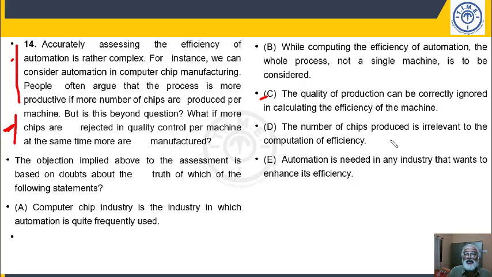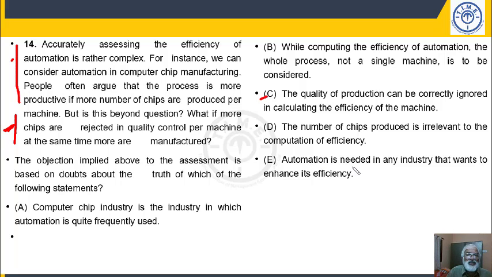The number of chips produced is irrelevant to the computation of efficiency. No, he's actually saying that the assessment is number of chips, and this guy is saying should number of chips matter? No, but should number of chips matter when quality might be at risk? So the truth of C would be in question.